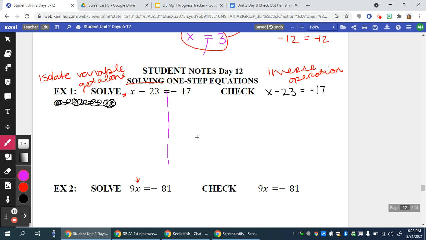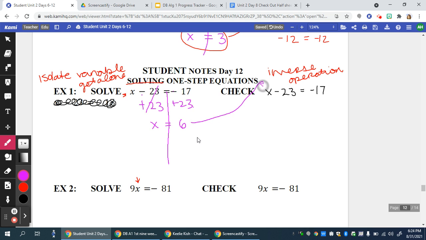Example 1. Okay, so I've got x minus 23 equals negative 17. Minus, the inverse of minus is adding, so we're going to add 23 to both sides. Those cancel each other out. And x is equal to negative 17 plus 23. They are different signs, so we take the difference. So what is the difference between 23 and 17? Difference just means subtraction. So 23 minus 17 is 6. And then you take the sign of the larger number, which is positive 6.